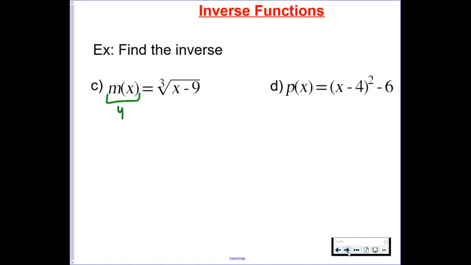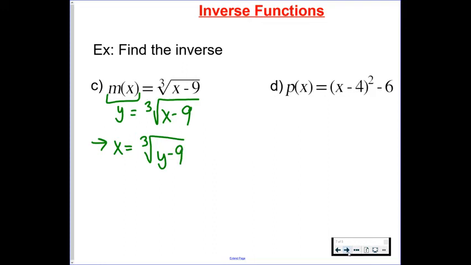Remember, m of x is function notation for y. So far we have y equals the cube root of x minus 9. I'm going to flip where x and y are located. And now we're just going to solve for y. You'll notice that y is inside of the cube root, and I can't get to it yet. So to get rid of the cube root, we're actually going to cube both sides of the equation. So x cubed equals y minus 9.